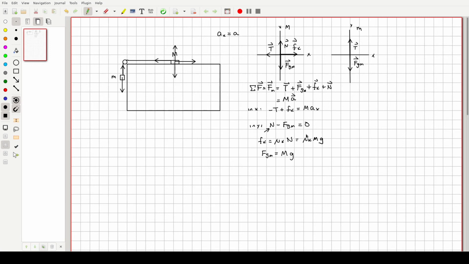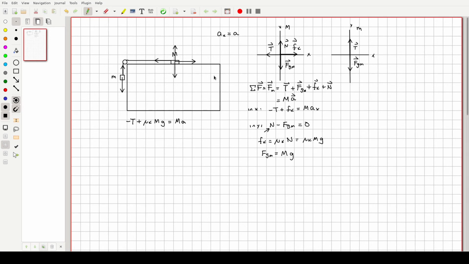Now, if you were to take this equation right here and write F sub k in terms of this, I'm just going to put it over here, you get the following. Minus T plus F sub k. F sub k is this right here, mu sub k times big M times g. That's equal to big M times A.